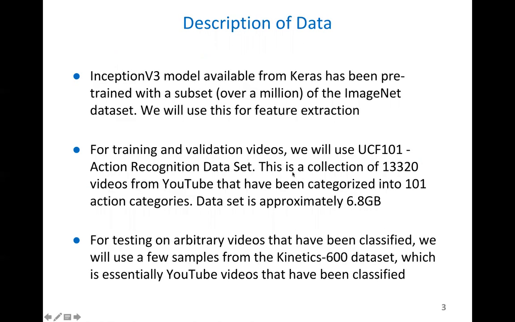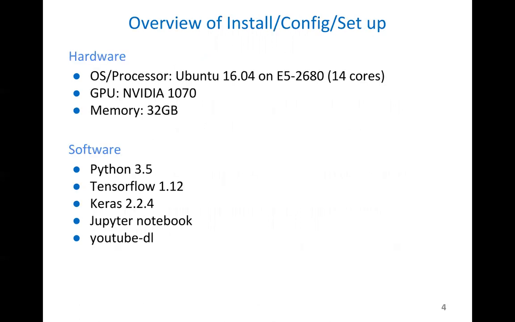And for the training and validation videos, we will be using the UCF101 dataset. This has about 13,000 videos categorized into 101 categories. For testing, we will be using a dataset from the Kinetics 600 dataset. This is the hardware and software that was used for training and testing.